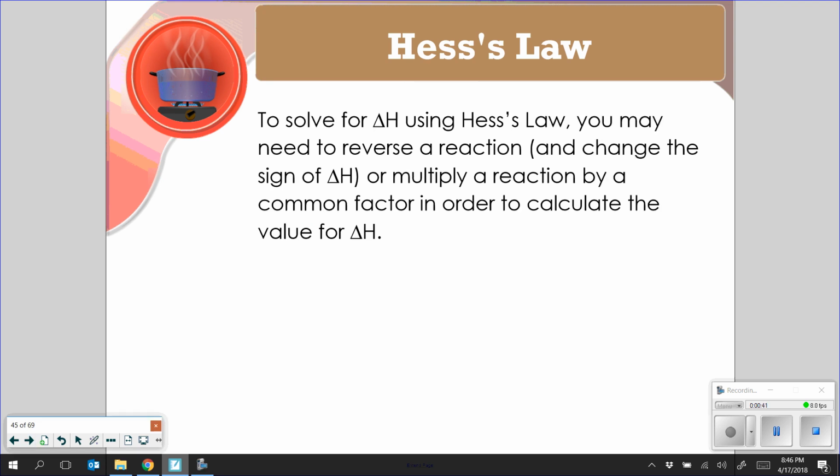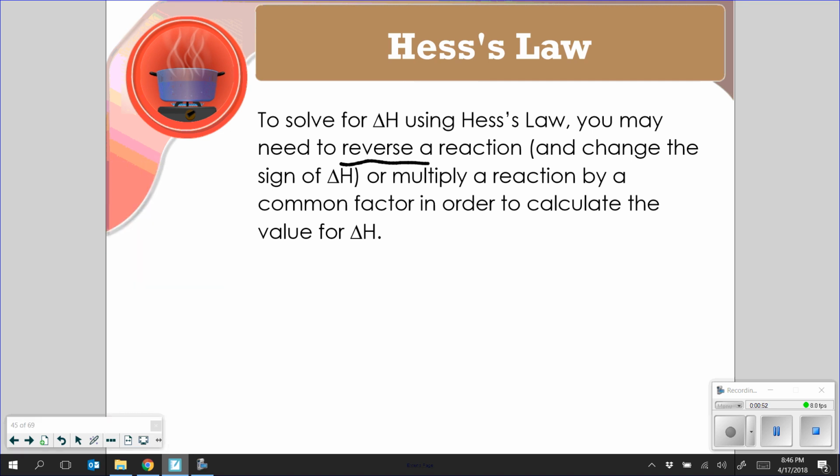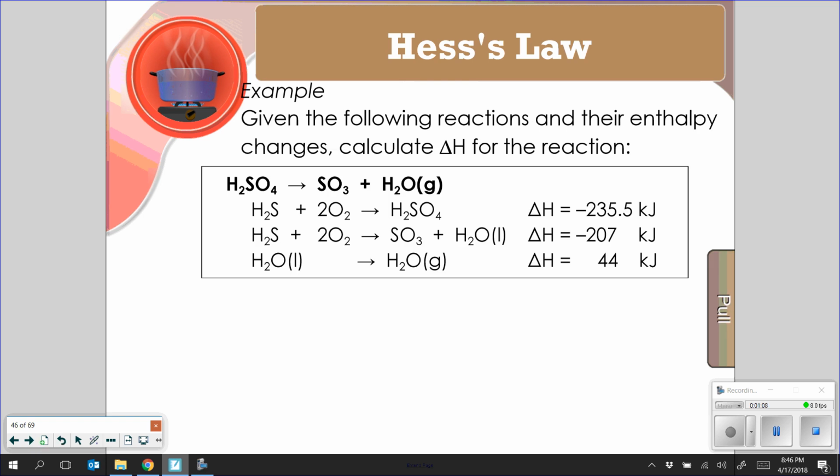So what we're going to do is solve for enthalpy using this law and this concept. And what you may have to do, looking at all the subreactions, is reverse a reaction, and therefore you change the enthalpy sign of that subreaction. You might need to multiply a reaction by a common factor. That could be a whole number, that could be a fraction, in order to overall calculate your value for delta H. Let's jump right in and do an example.